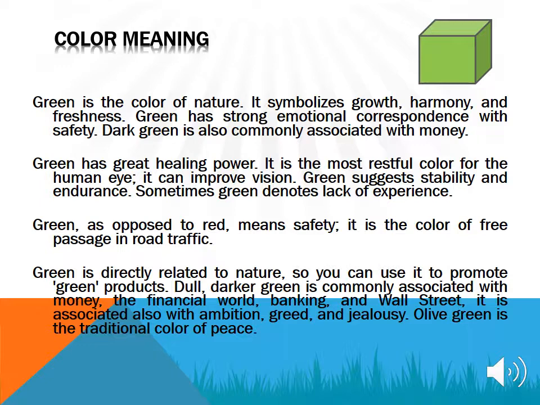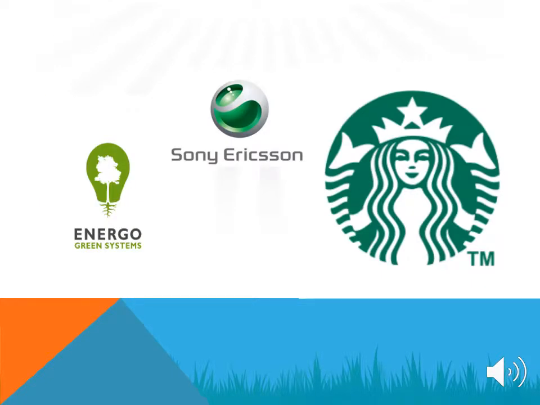Now, dark green is commonly associated with money, the financial world, banking, and Wall Street. It is associated also with ambition, greed, and jealousy. Olive green is the traditional color of peace. Here are some logos using green color. We have explained before why Starbucks is using green color. And the logo of Energo Green Systems is using green color to show their care about energy and green systems.